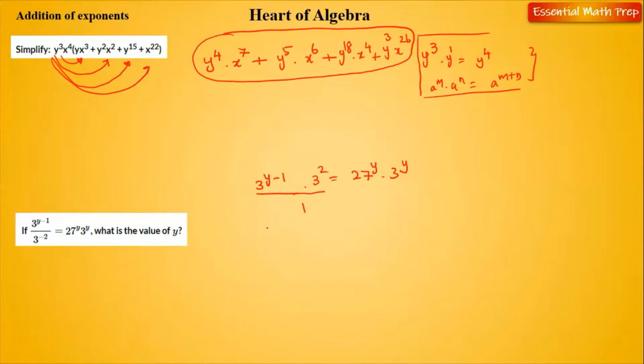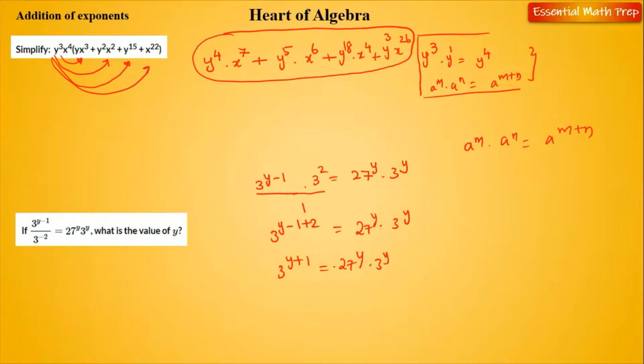Well, the best bet would be to combine this side, right? Because this is expressed, we still have to simplify this, but let's simplify this even further. This is a power m times a power n is a power m plus n. So this would be 3 power y minus 1 plus 2 equals 27 power y times 3 power y. This is same as 3 power y plus 1 equals 27 power y times 3 power y.